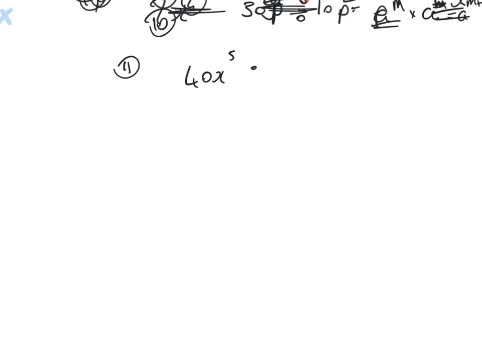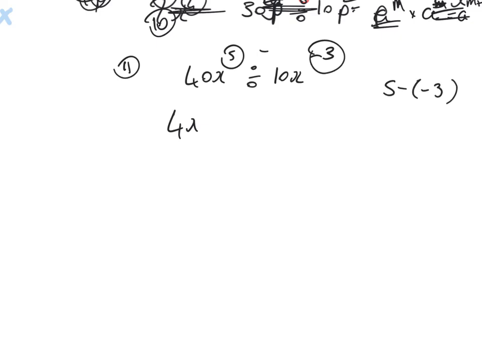40x to the 5 divided by 10x to the minus 3. Let's just take our time, be careful with this one, it's a wee bit trickier. 40 divided by 10, that's fine, that's 4. Now, be careful, it's not 5 take away 3, it's 5 take away minus 3. It's 5 take away minus 3. 5 minus minus 3 becomes 5 plus 3, that's 8. 4x to the 8, example 12.